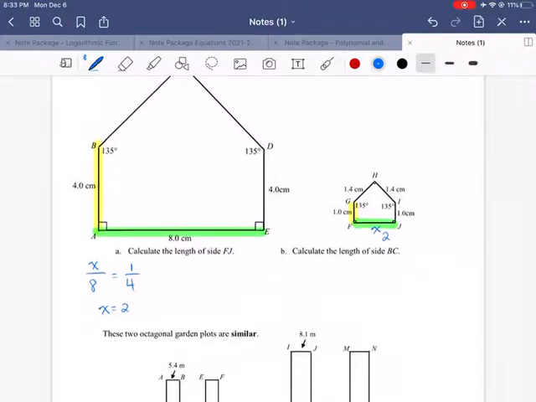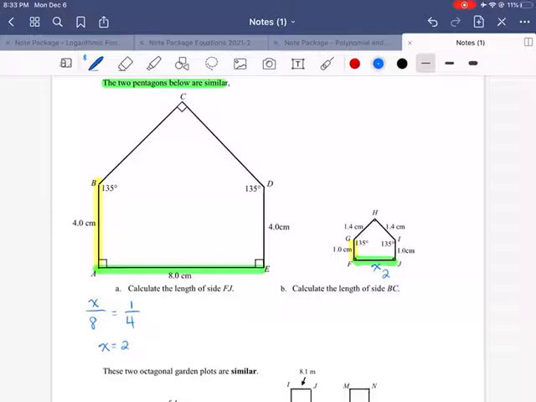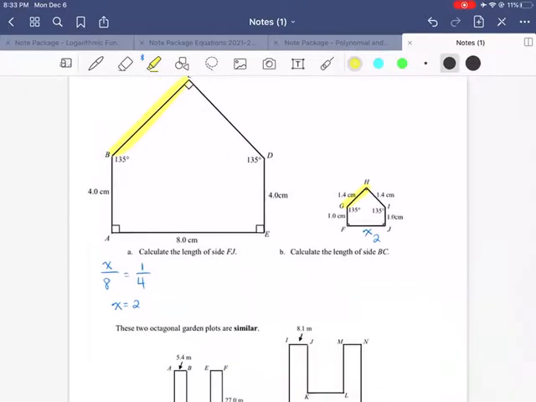Now we need to figure out the side length of BC. So BC, I'm just going to erase some of this stuff so it's a little bit clearer. BC is this part here. So that goes with that side length on the smaller shape. Starting with the unknown, let's call it something else. Let's call it y. So y is the variable we're looking for, and we're going to put that over 1.4 because that's the same side. And let's compare it again to that same two sides that we know. But in this case, it's going to be 4 over 1.